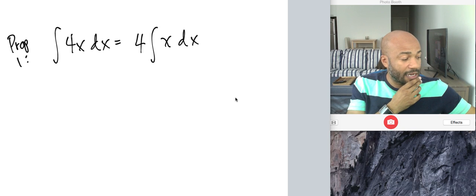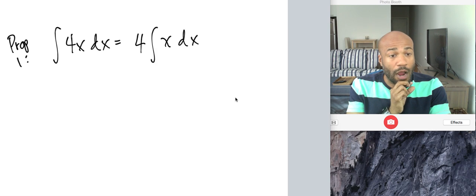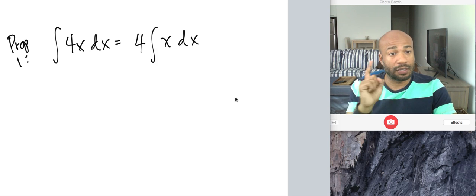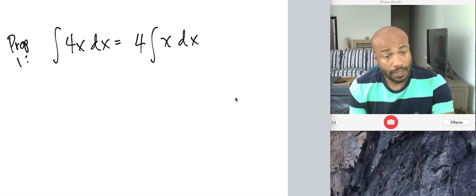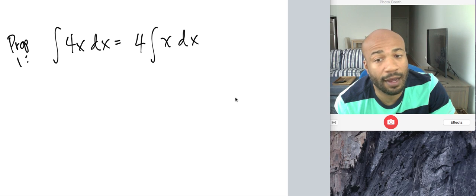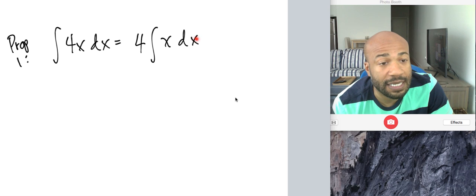So let's do an example. An example would be in terms of the property. If I actually have a number times an actual function, then what do I have? I have that first property, c times f of x. So in this case, we start with pulling that 4 out, and now I have 4 times the integral of x with respect to x.